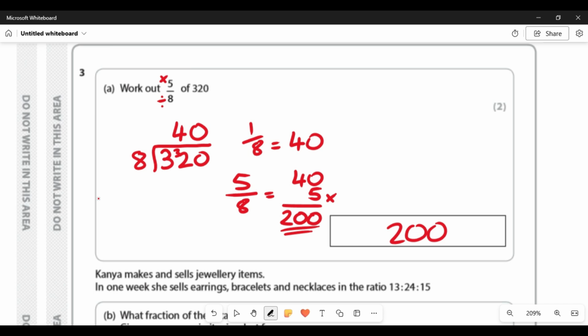5/8 of 320. I know some people like to multiply first and then do the division. You could do that if you want to. You'll get the same answer. But me personally, I like to do the division first, because you're left with smaller numbers, and they're easier to work with. Yep, 2 marks for that one.